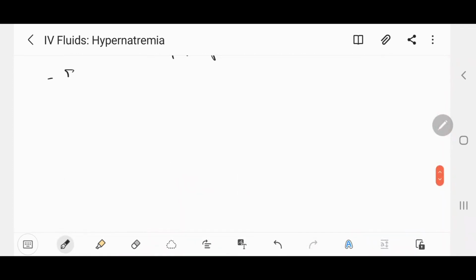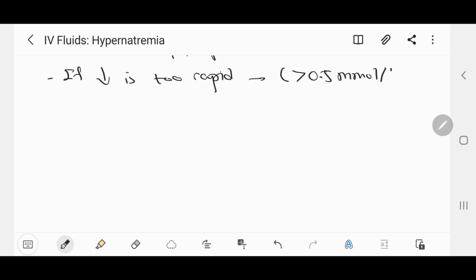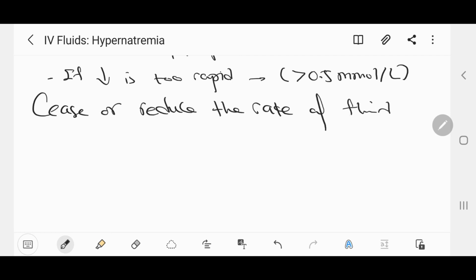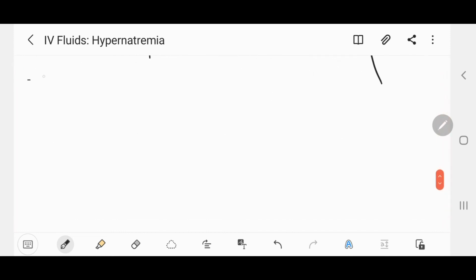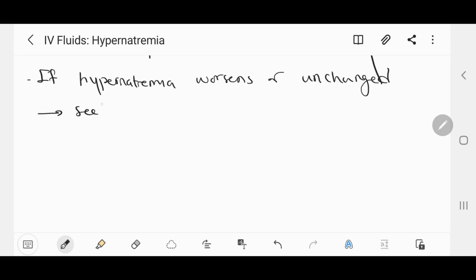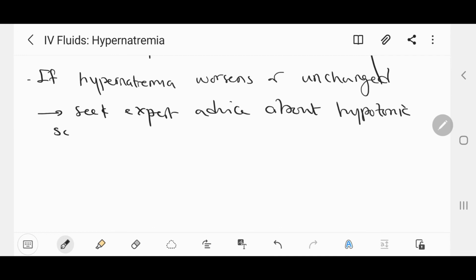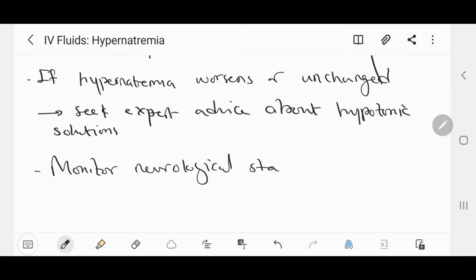Okay, so now, in cases where the decrease is too rapid, which is more than 0.5 millimole per liter per hour, we should cease or reduce the rate of fluids and seek expert advice early. Okay, if hypernatremia worsens or is unchanged, in this case, we also seek expert advice, but to ask about hypotonic solutions. We should also monitor neurological status closely.